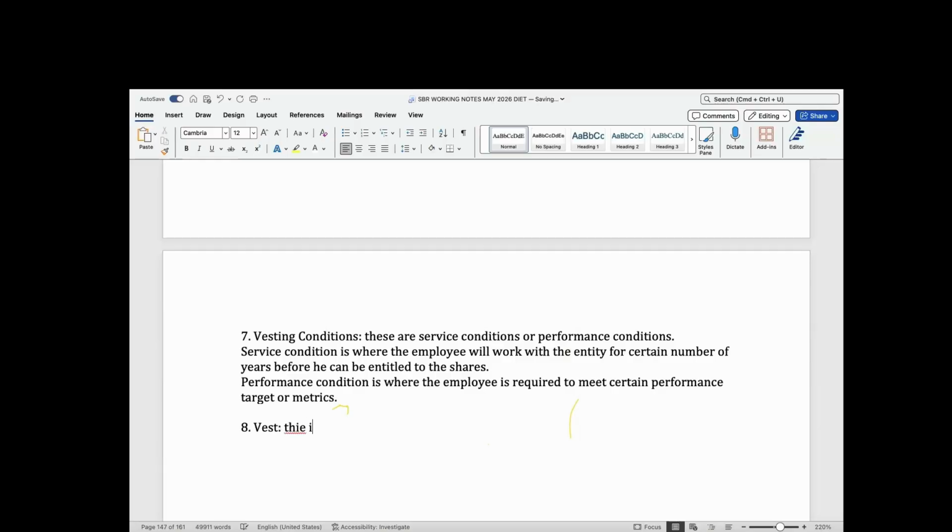Vesting means this is where the counterparty is now entitled, meaning he has delivered his own deal. He has worked hard. It has now vested. So this is where the counterparty is now entitled to the shares. He can now exercise that option and collect his shares. That is where it has vested.